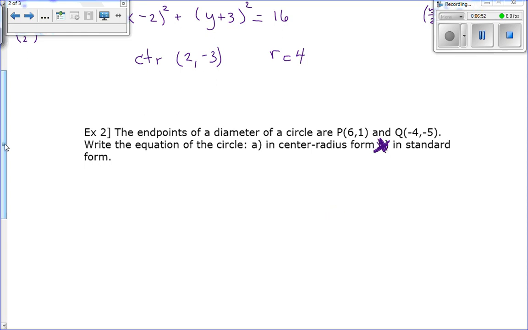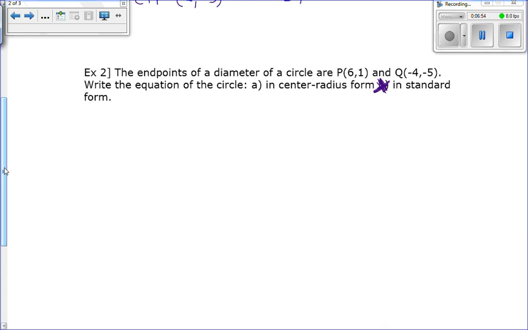Well, I would actually draw a picture of this. Of course, this is a terrible looking graph here. So 6, 1. And this is B. And then Q is negative 4, negative 5.